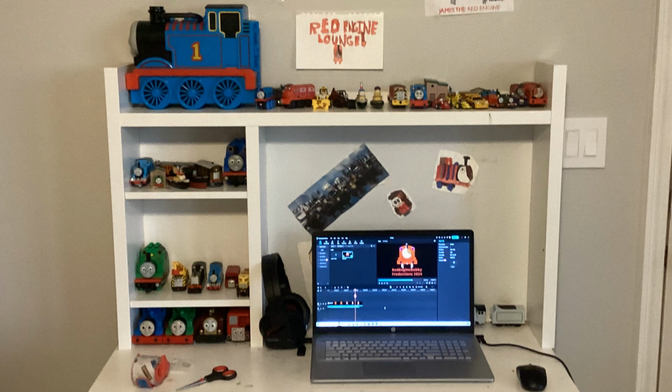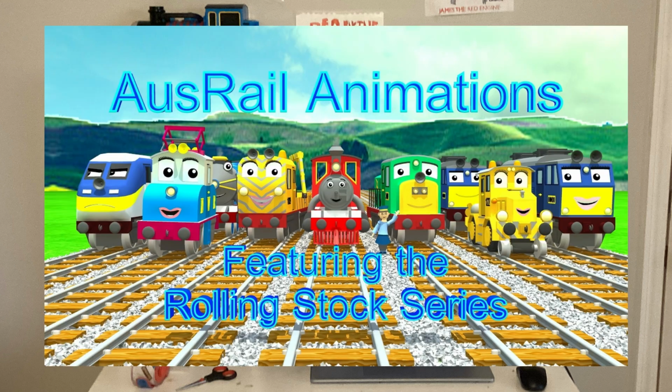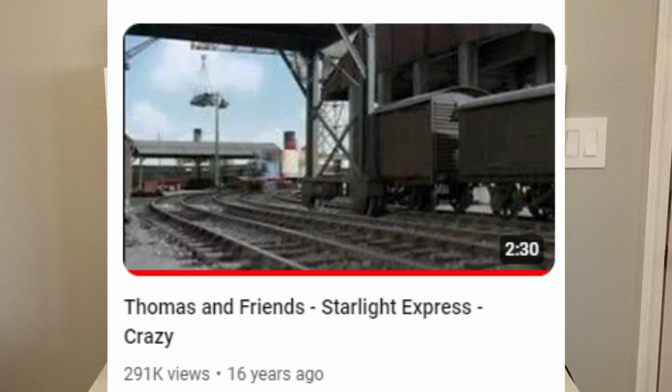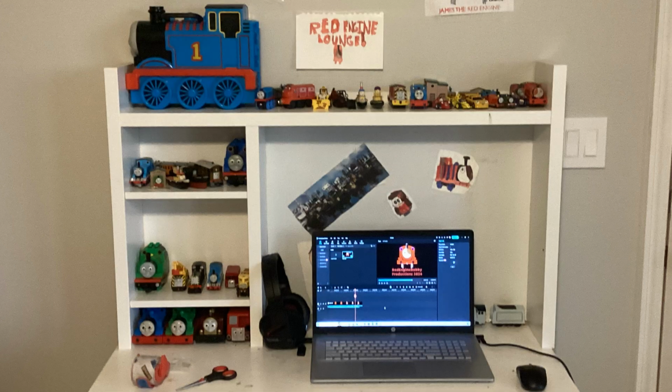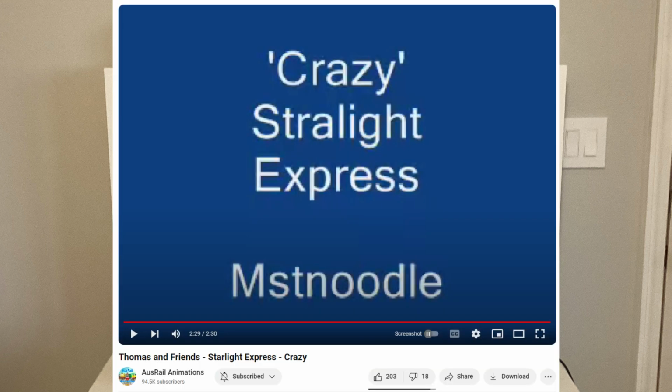Now that we've gone over Rolling Stock a bit, I think it's time we answer the question in the title, which is what on earth happened to Rolling Stock? Well, first of all, we need to go back to that Starlight Express Thomas MV I mentioned earlier. Well, you wanna know whose name appears at the end of the MV? MST Noodle. Yes, that's right. The MST Noodle made Rolling Stock.